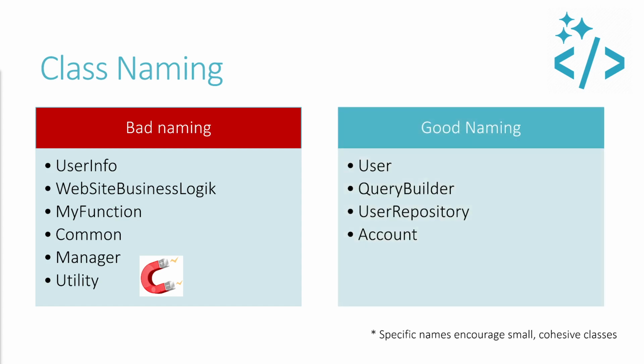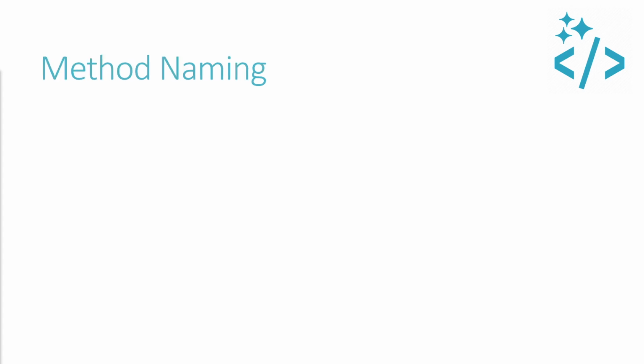So here on the right we have this user class which represents a domain concept in the real world, so basically a user. The query builder, user repository, and these accounts are very clear names which are doing the things which a class should do. So they should have a single responsibility and very related functionality in these classes.